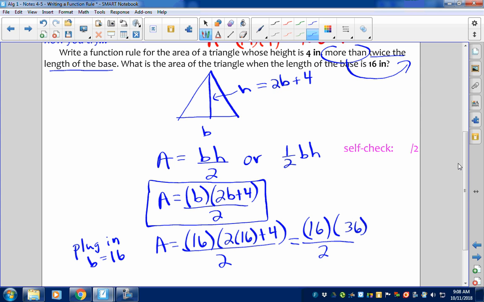Then what I like to do, just to make it so that I can do this in my head and not use the calculator, is do the division next. 16 divided by 2 is 8. And then 8 times 36, I can do that. 8 times 30 is 240. 8 times 6 is 48. So 240 plus 48 is 288. You can check me with the calculator if you want. Inches squared. So 288 inches squared.